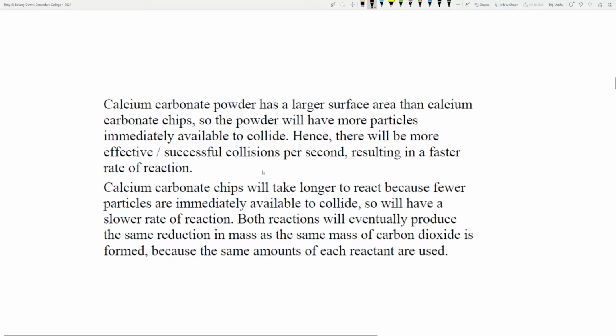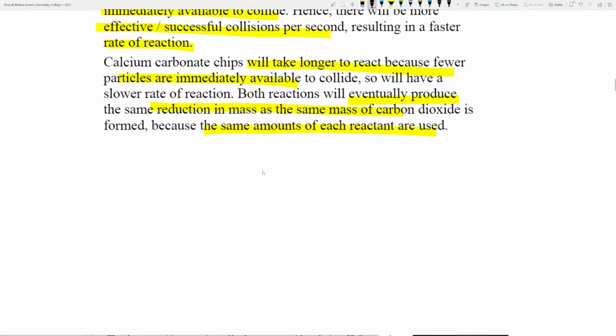Okay, so here we go. Calcium carbonate powder has a larger surface area, so more particles are made readily available, exposed, immediately available, whatever you want to say, and then more effective collisions per unit time, faster rate of reaction. The other one takes longer, fewer particles, the opposite. So they will eventually produce the same amount of mass because you have the same amount of reactant. Okay, so if I gave this to an NCEA Level 1 student, they should be able to do this as well.